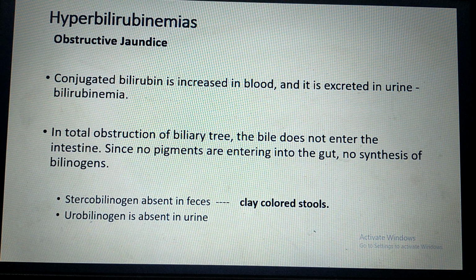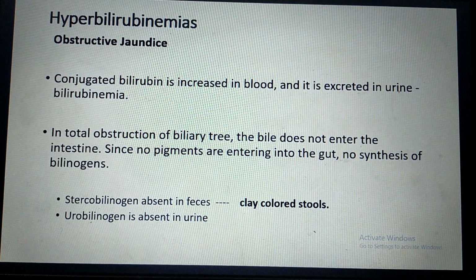If there is total obstruction to the biliary tree, the bile does not reach the intestine because of obstruction. Therefore, no pigments, that means no bilirubin, enter the intestine, and there is no synthesis of bilinogens like stercobilinogen and urobilinogen. See this figure again.